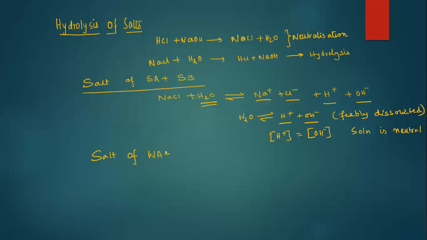Now, if we talk about a salt of weak acid plus strong base, let us take weak acid CH3COOH plus strong base NaOH. It will give CH3COONa plus H2O.